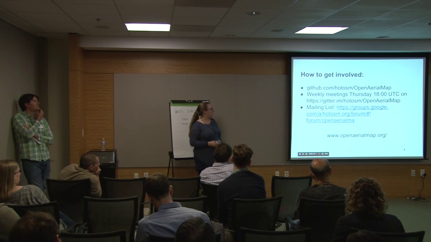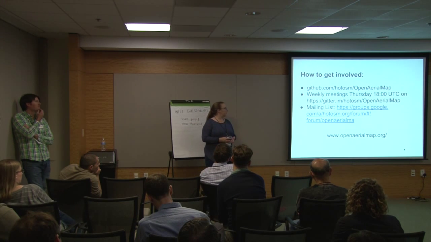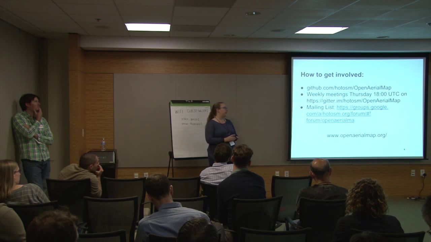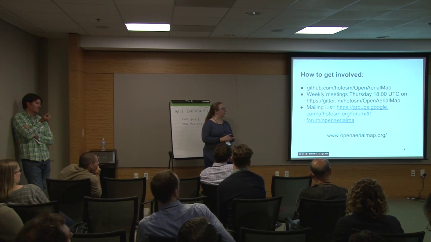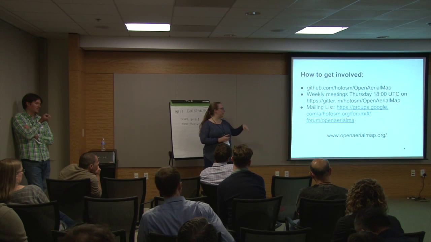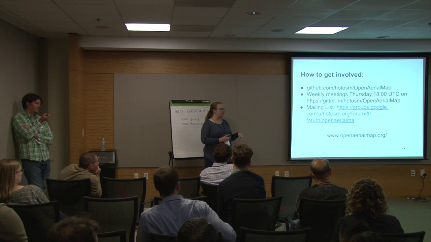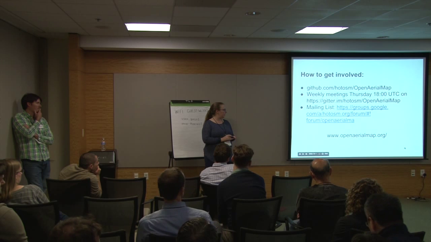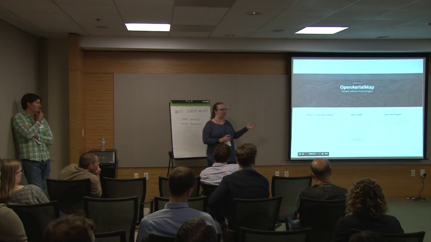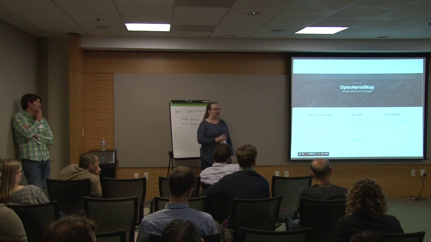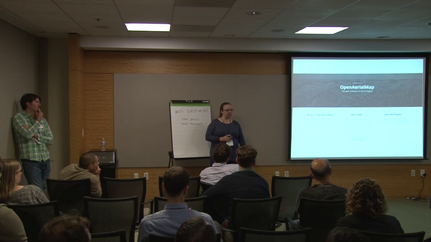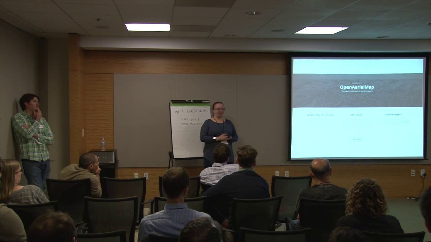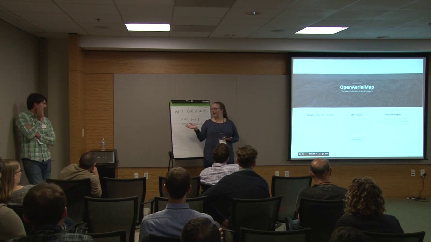So if you want to get involved, GitHub is a great starting point. We also have weekly meetings at 1800 UTC. We use Gitter for that, which you can get onto from GitHub. There's also a mailing list. And as of today, there is a brand new splash page at openaerialmap.org that Development Seed just put up. And as we build things out, it will start to be the actual system there. So, thank you. Do you have anything to add?